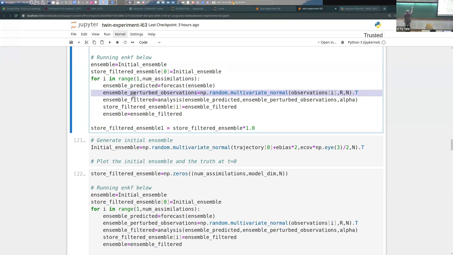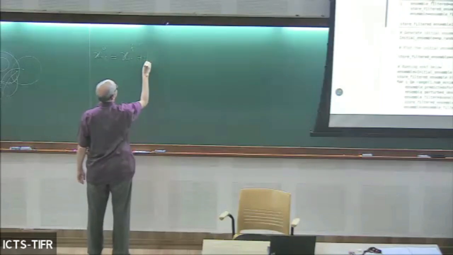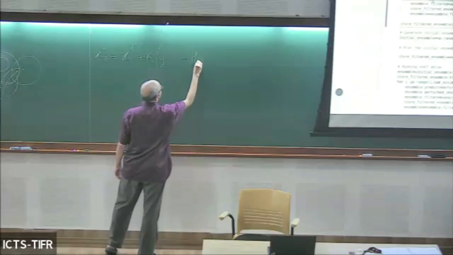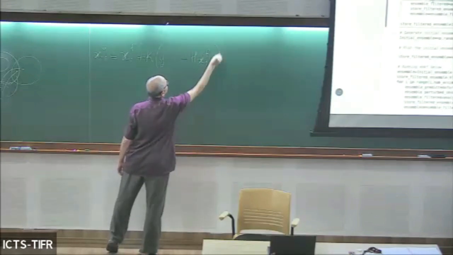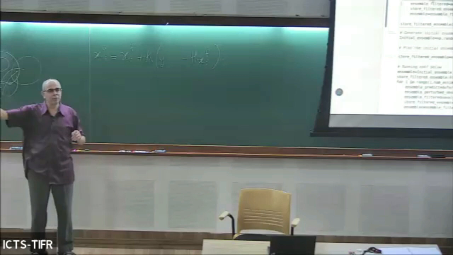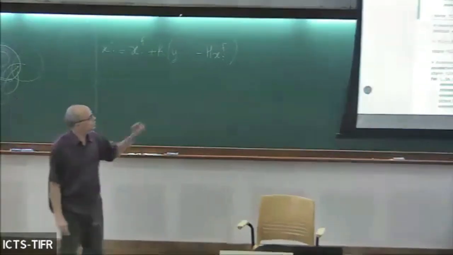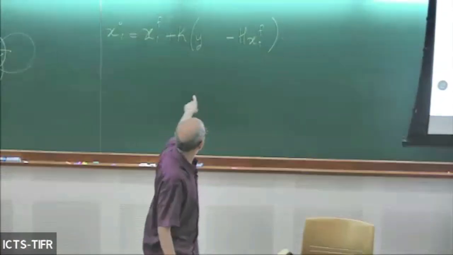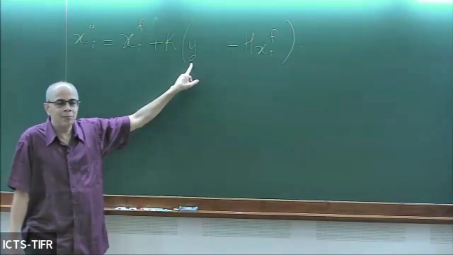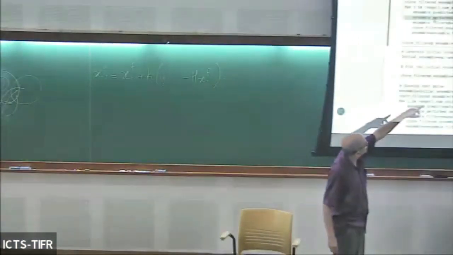XAI equal to XFI, so for each ensemble member we are doing exactly the same thing, plus K(Y minus H XFI). But instead of doing exactly that, what the code is doing is adding a small perturbation to each of the observations. So for each ensemble member, the Y is not exactly Y. It's Y plus, so it's the observation plus something small.